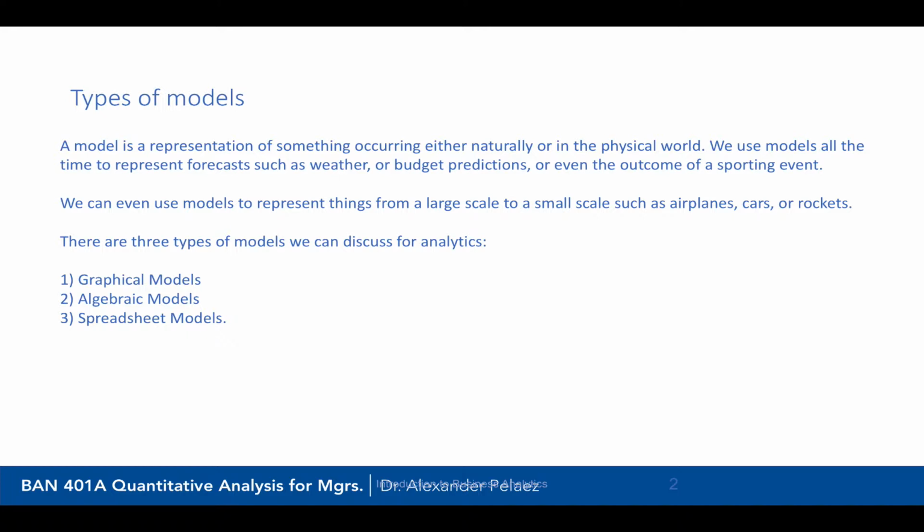There are three types of models that we're going to focus on. Graphical models, which use pictures to represent the entire ecosystem. Algebraic models, which are mathematical formulas and equations, and give us the ability to put in different variables to see the overall effects. As well as spreadsheet models, which is an alternative to algebraic modeling that will basically allow us to use cells within a spreadsheet such as Excel or Google Sheets to help us develop our models.